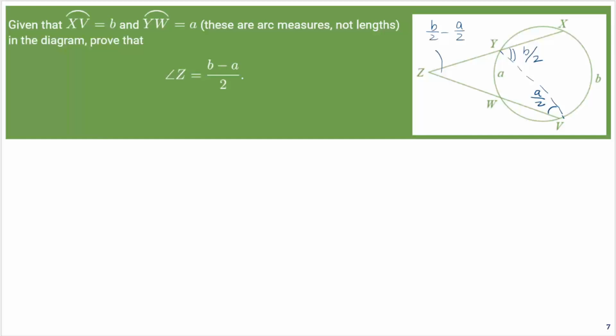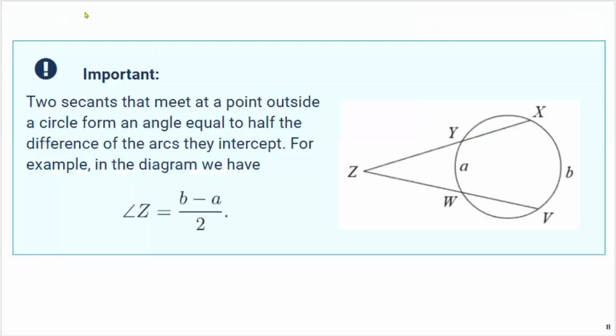Did you get it? Okay, so again, this brings us another important feature. If we have two secants that meet at a point outside a circle, they form an angle equal to half the difference of the arcs they intercept. For example, in the diagram on the right, we have angle Z equals (B subtracted by A) over 2. Okay, please write this down in a notebook. And next we'll use what we have learned so far to solve some example questions, okay?